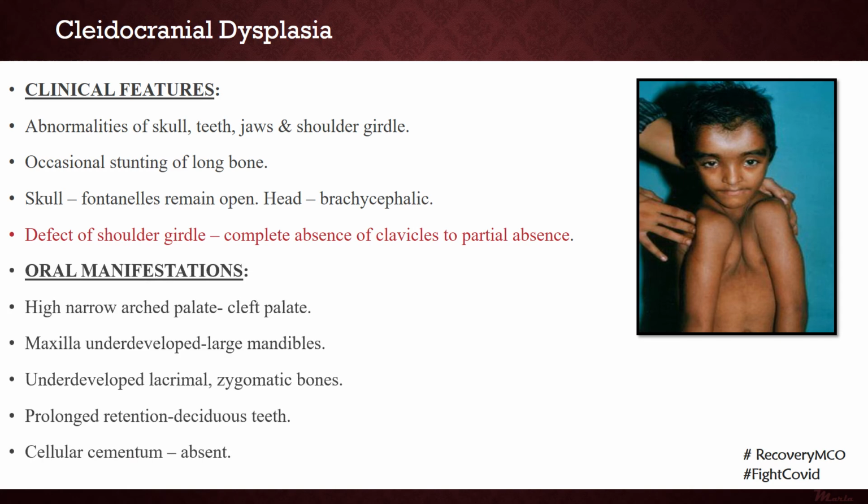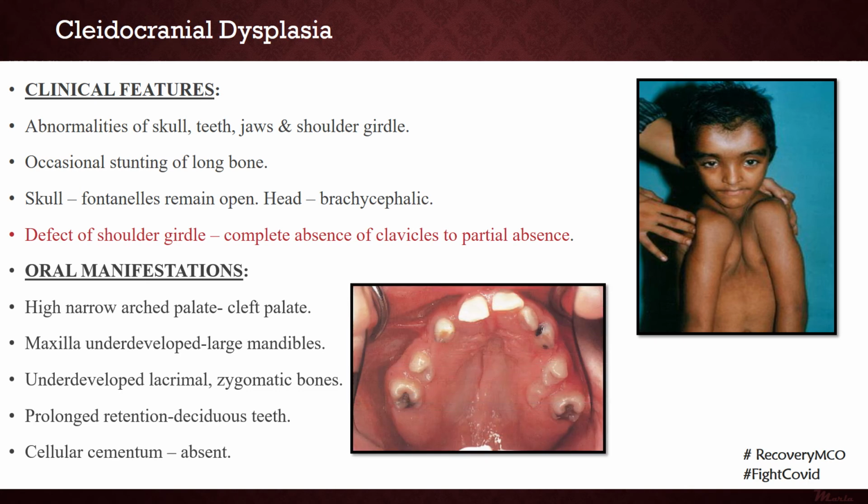Oral manifestations for this case also include high narrow arched palate. Patients may show cleft palate formation. The maxilla is generally underdeveloped, showing large mandibles. Underdeveloped midfacial bones such as the lacrimal and zygomatic bones. There may be prolonged retention of deciduous teeth. Cellular cementum is usually absent. As you can see here, there are various anomalies seen in relation to cleidocranial dysplasia.